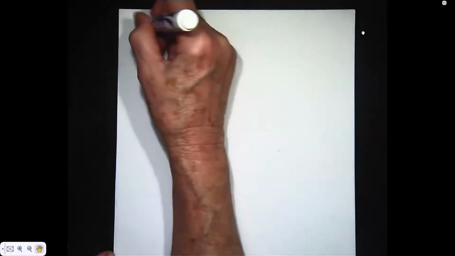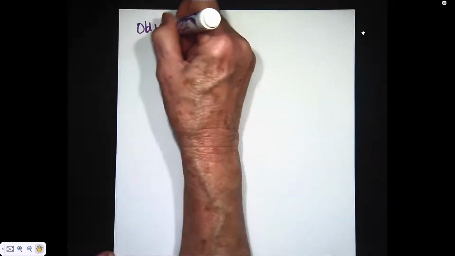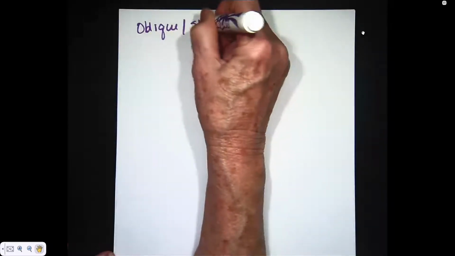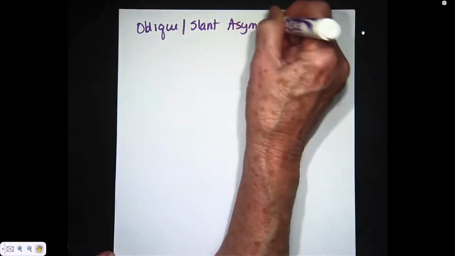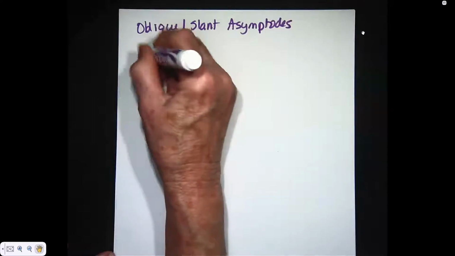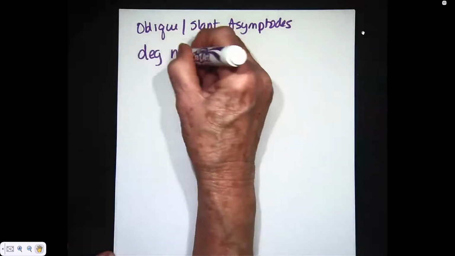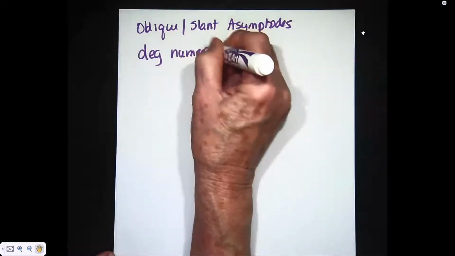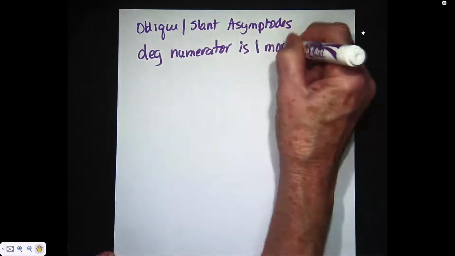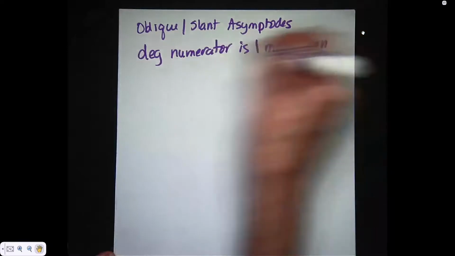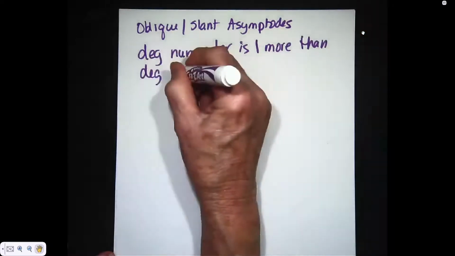Hi guys, today we are going to do oblique or slant asymptotes. That is where the degree of the numerator is one more than the degree of the denominator.